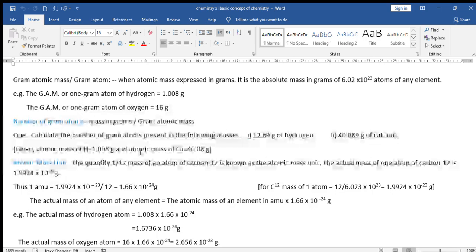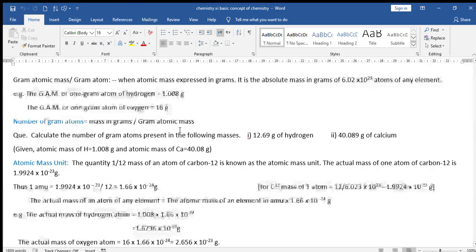Next, to calculate the number of gram atoms. If you know the given mass of any element, and you know the atomic mass of the same element, you can calculate the number of gram atoms present in that given mass of the element by using this formula: number of gram atoms is equal to mass in grams divided by gram atomic mass.